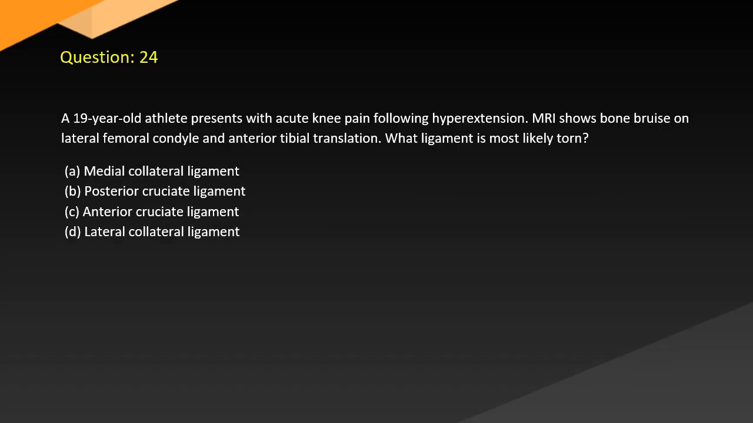Question 24. A 19-year-old athlete presents with acute knee pain following hyperextension. MRI shows bone bruise on lateral femoral condyle and anterior tibial translation. What ligament is most likely torn? A. Medial collateral ligament. B. Posterior cruciate ligament. C. Anterior cruciate ligament. D. Lateral collateral ligament.